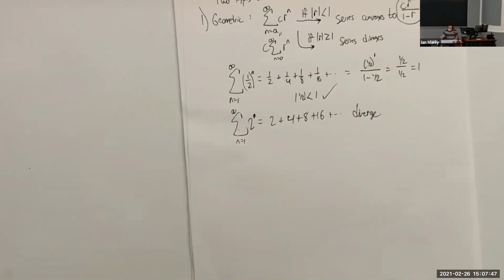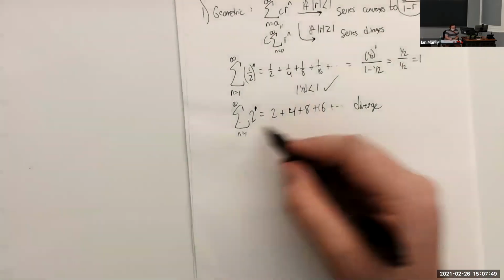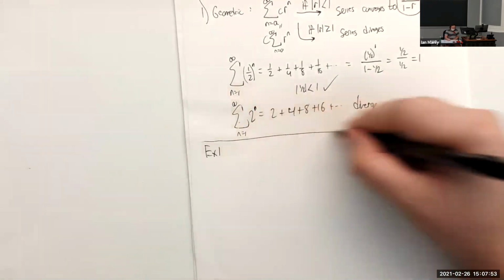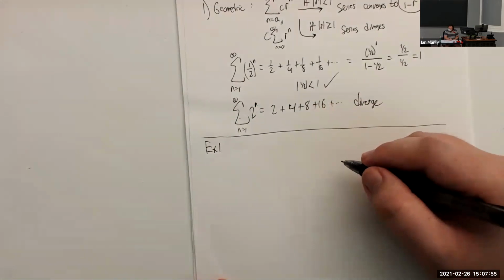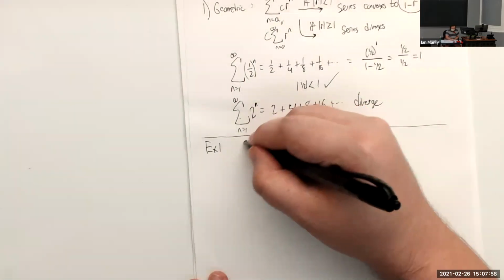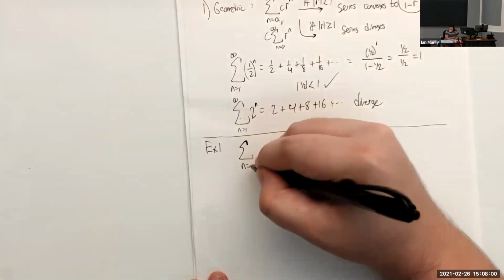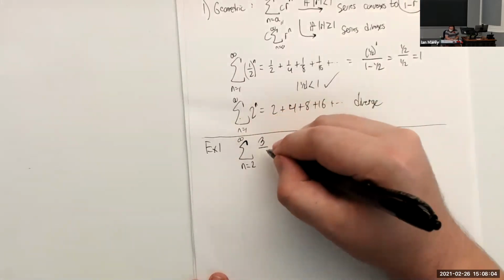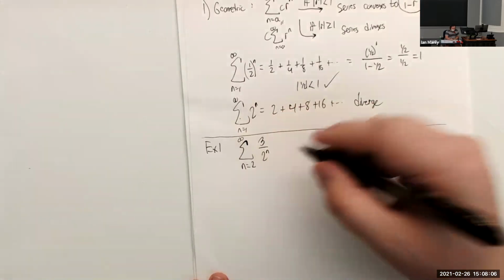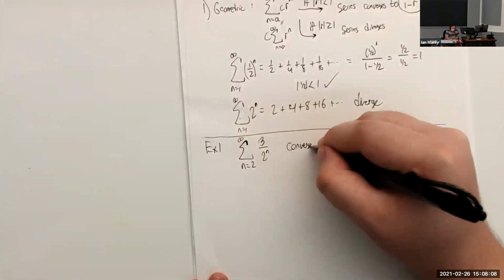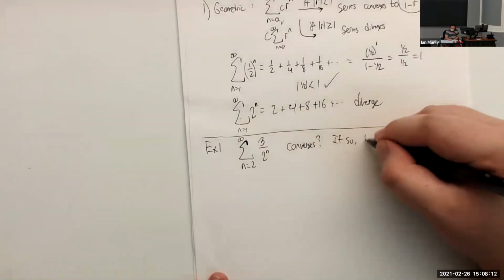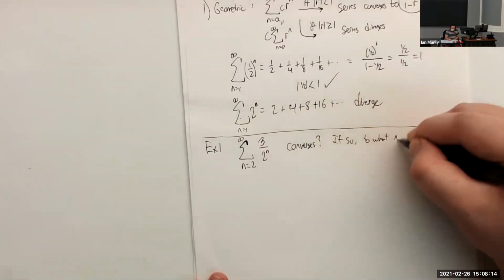All right. So let's take a look at an example we haven't done last time. Let's take a look at this series. The sum from n equals 2 to infinity of 3 over 2 to the n. So we first of all want to know if this converges, and if so, to what number?